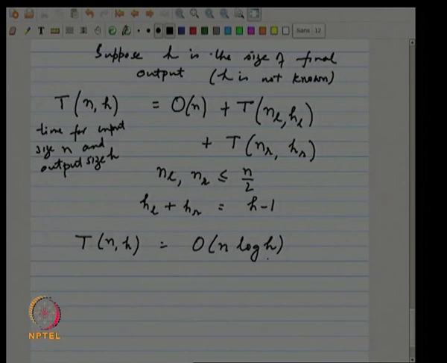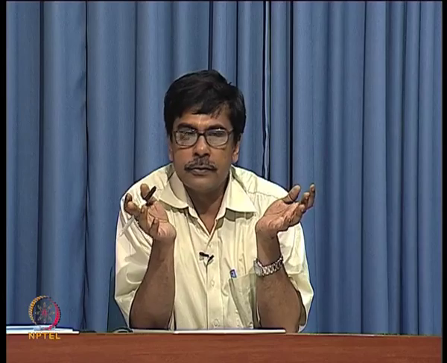If you look closely at this solution, n log h, what is the maximum value of h? n. So the maximum running time is n log n, which is what we found even by the lower bound argument, and the other algorithms also give us n log n. When h is small, for instance h is constant, this is order n. So it interpolates nicely between all kinds of output sizes, small to large.